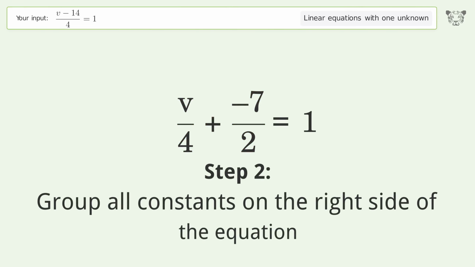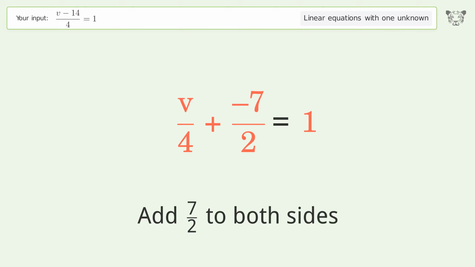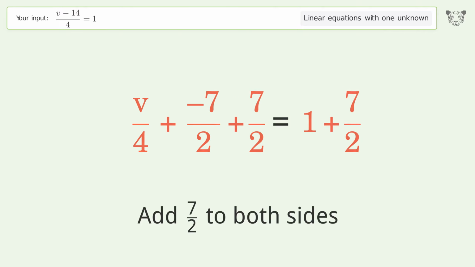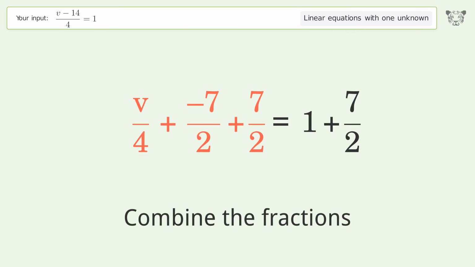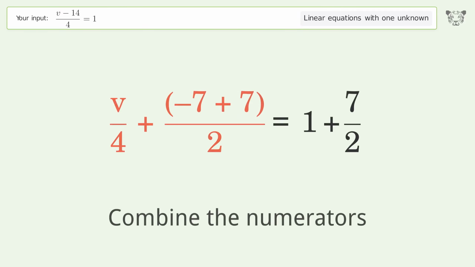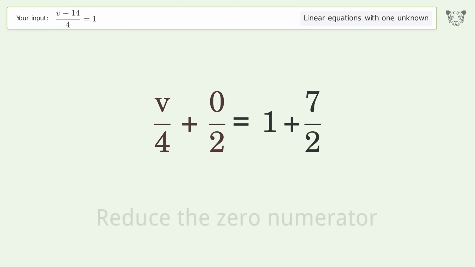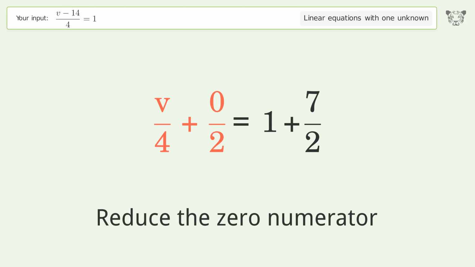Group all constants on the right side of the equation. Add 7/2 to both sides. Combine the fractions. Combine the numerators. Reduce the zero numerator.